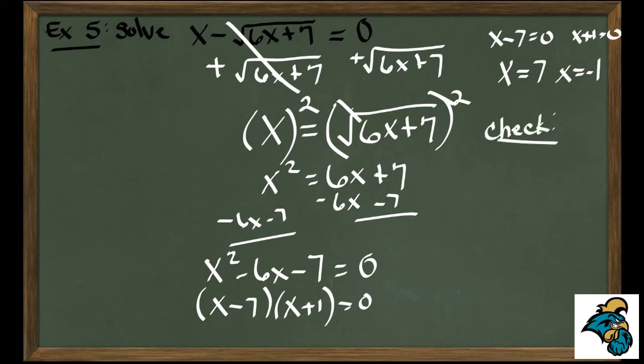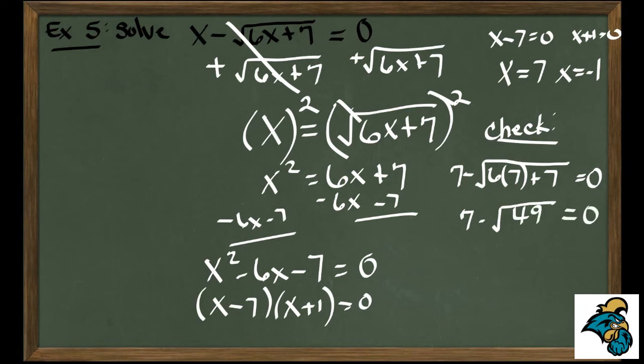So when I put 7 into the original equation, I get 7 minus the square root of 6 times 7 plus 7 should equal 0. Well, 6 times 7 is 42. 42 plus 7 is 49. What is the square root of 49? Well, it's 7, so 7 minus 7 does equal 0. So x equals 7 is a solution.